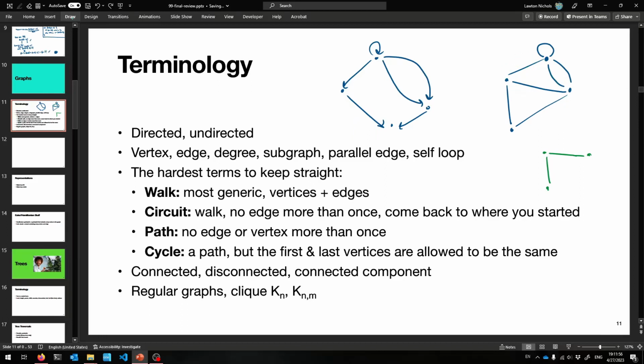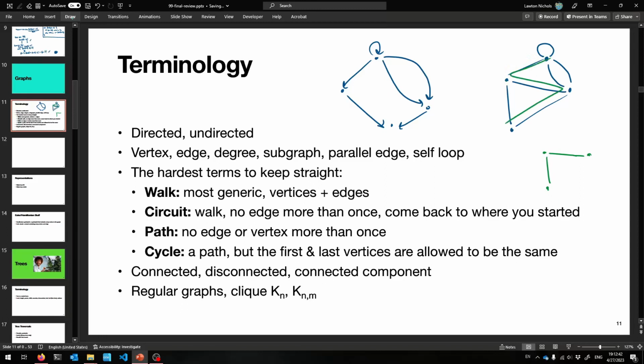A path is when you are going places and you cannot use an edge or a vertex more than once. So this is a path, but trying to come back around, it's no longer a path. This is a path, but once I wrap around like this, I visited a vertex another time, so it's no longer a path. A cycle is a path, but the first and last vertices are allowed to meet. So this would not normally be a path, but it is a cycle. It's just a special path where you allow the first and last vertices to be the same. You cannot reuse the edges though, so this is not a path or a cycle. That's important.